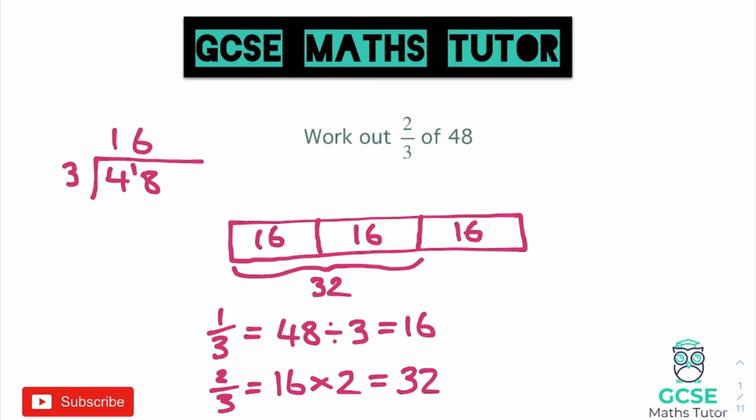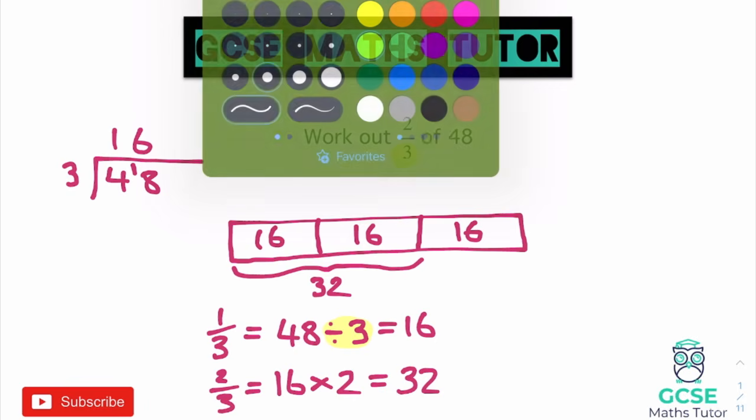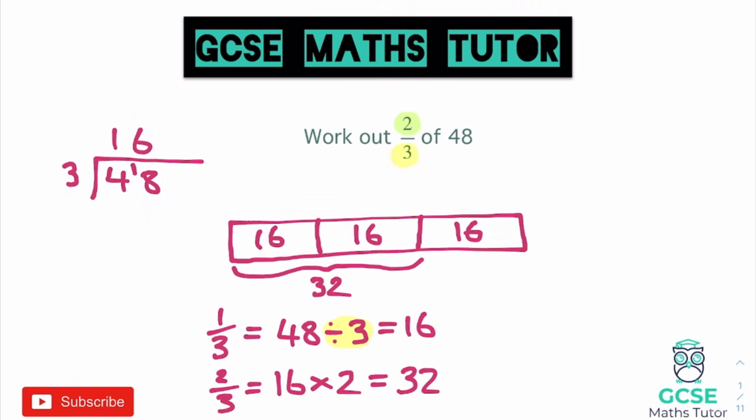So thinking about what we've done here, all we've actually done is looked at the denominator, and we've established that it's going to be split into three parts. So to do that, we've divided by 3, just here, divide by 3. And then because we want 2 of those, again, just looking at the numerator there, we've multiplied our answer by 2, and we've got a final answer of 32.